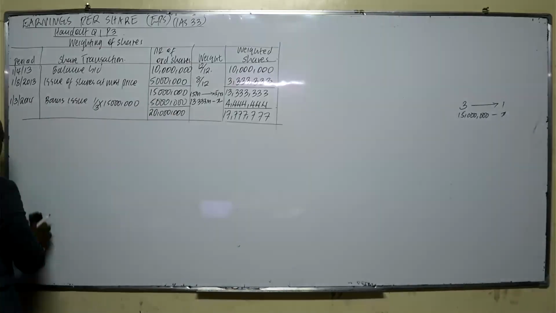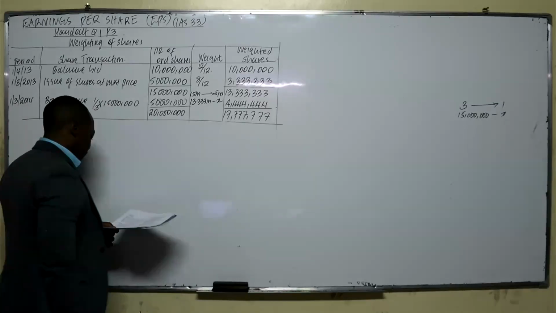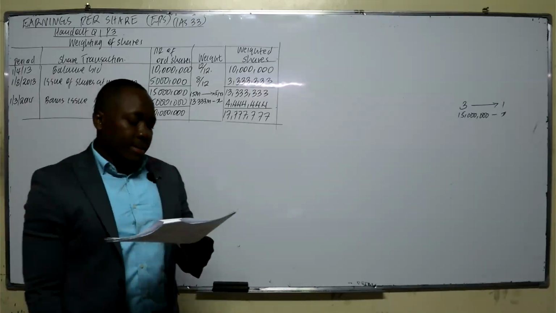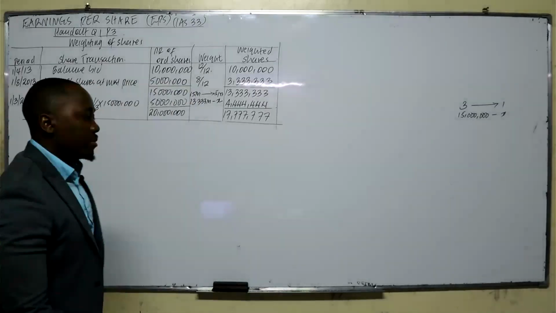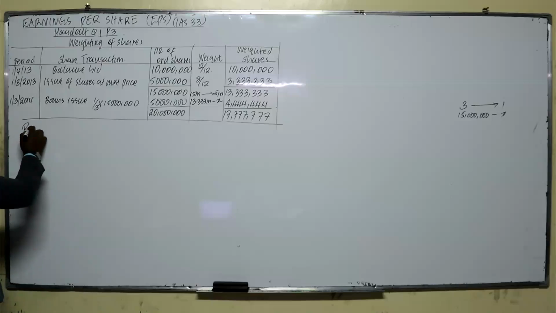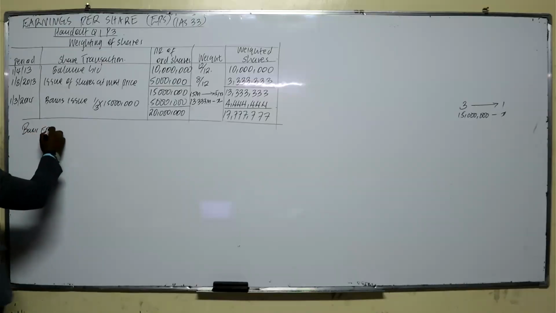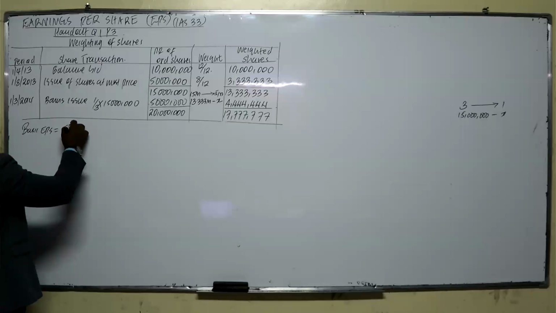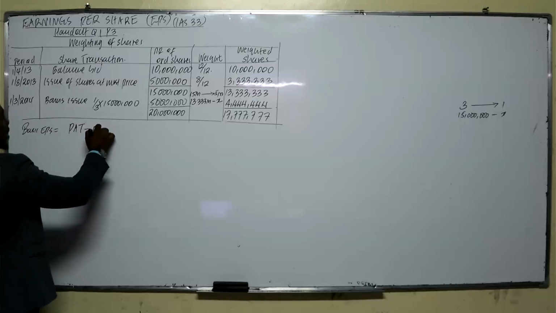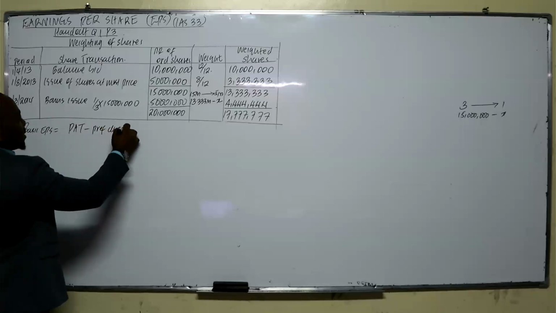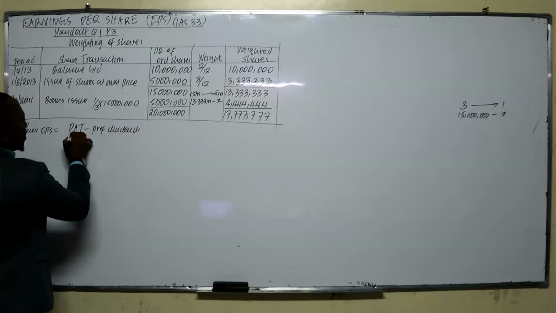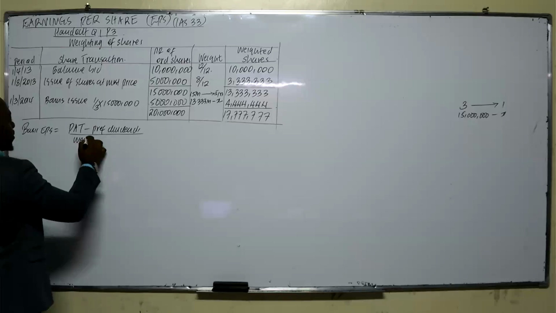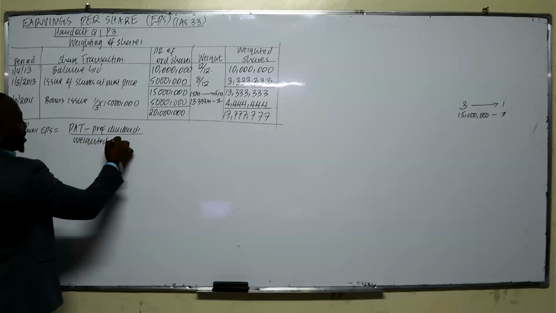Required: basic EPS as at 1st of March 2014. So how do you get the basic EPS? For basic EPS, you take the earnings attributable to ordinary shareholders, which is profit after tax, less the preference dividends, and you divide by the weighted ordinary shares.